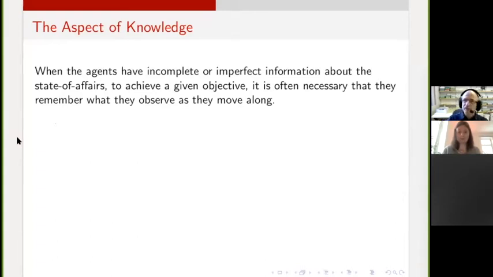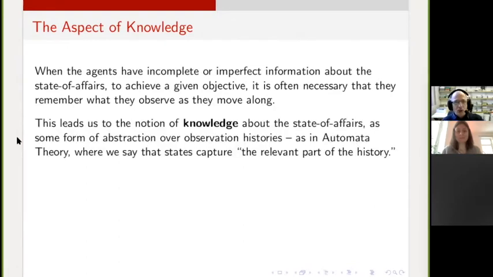And whenever you have imperfect information, then it becomes important that the agents can either remember what has happened so far and make their strategies based on this, or in some sense extract from what they have observed some sort of representation of the information. This is what I call knowledge about the current state of affairs, so as to base their actions upon it. So when I talk about knowledge in this talk, I will mean some sort of aggregation or abstraction from the observations that an agent maps to some finite representation on which to base their actions.